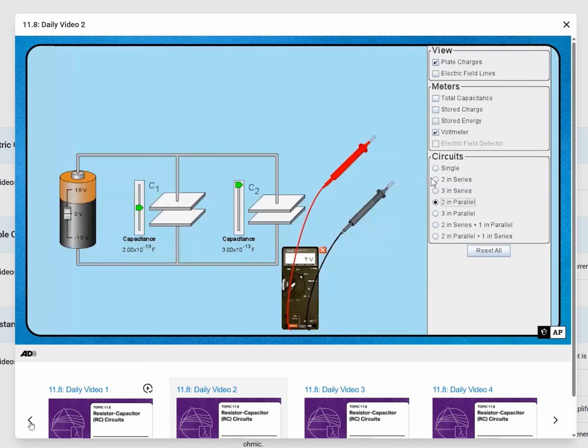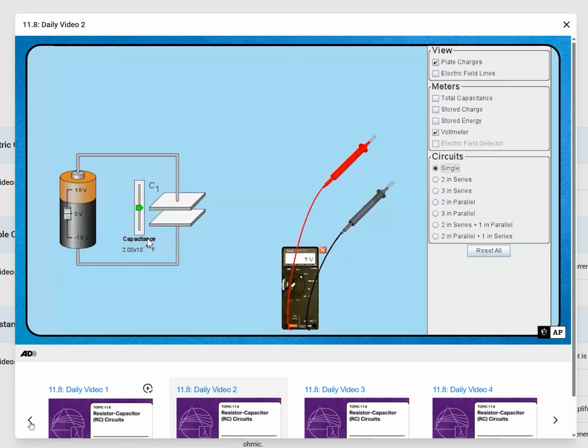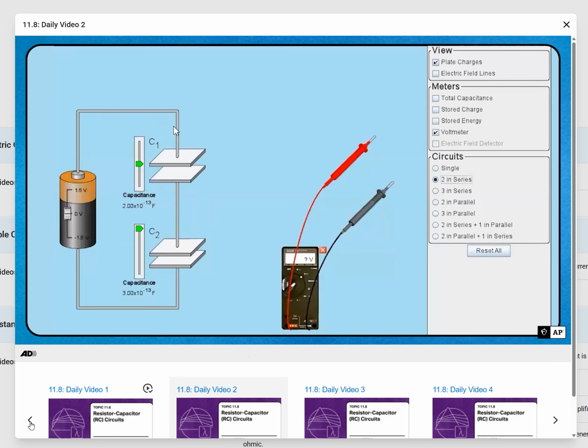But recall from the previous video that when we added the second capacitor in series, the voltage drop across the capacitor diminished. When there was just one capacitor here, the voltage drop was the entire voltage drop of the battery, in this case 1.5. When we add a second one, the voltage drop is now less than the voltage drop of the battery. Okay, all well and good. What about when they're in parallel?